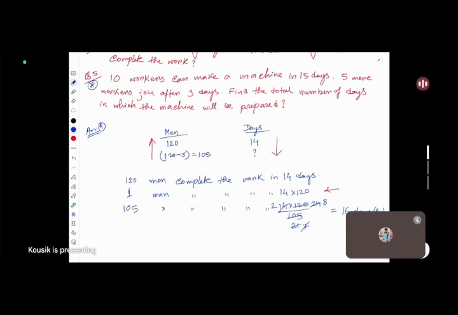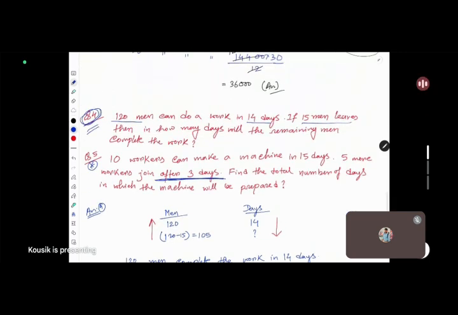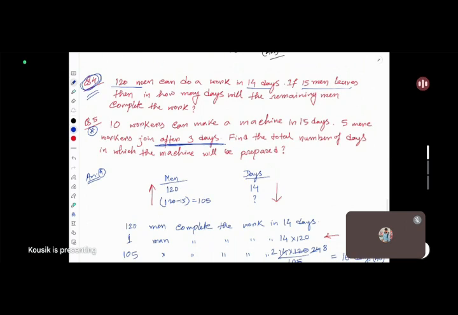So the problem will arise for the remaining work. 10 workers can make a machine in 15 days. 5 more will join after 3 days. That is a very important line. After 3 days. In the first question, the change arises at the beginning of the work, so the total work remains unchanged. But in this question number 5, the total work will be changed. But in the unitary method, the total work should not change. In the unitary method, except these two variables, men and days, others are always constant.